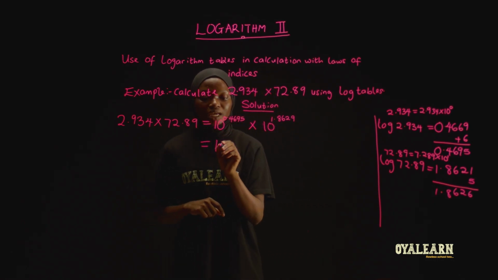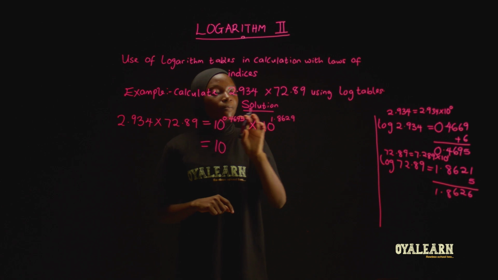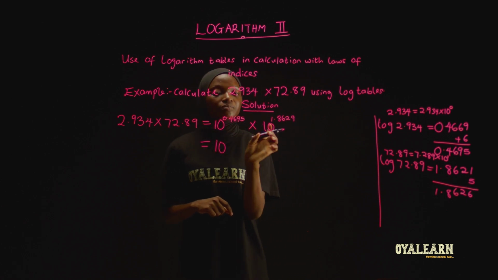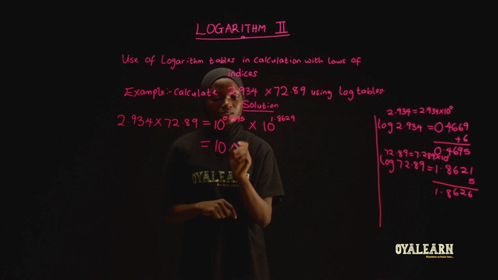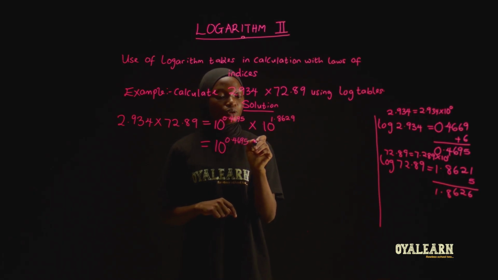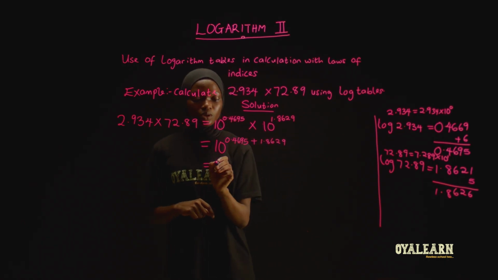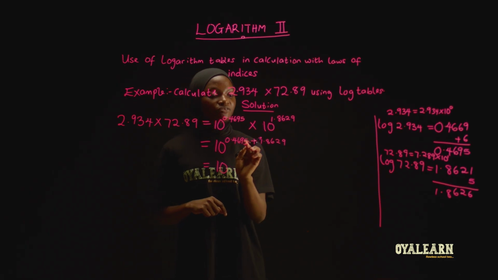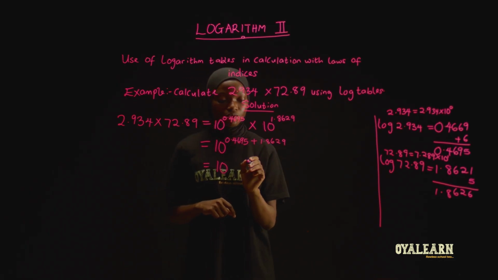Now from here, we can simplify further. So here we have 10 raised to the power of, applying the law of indices, since they have the same base, that means you can just add up their powers. 0.4695 plus 1.8626. We have 10 raised to the power of 5 plus 6, we have 1.